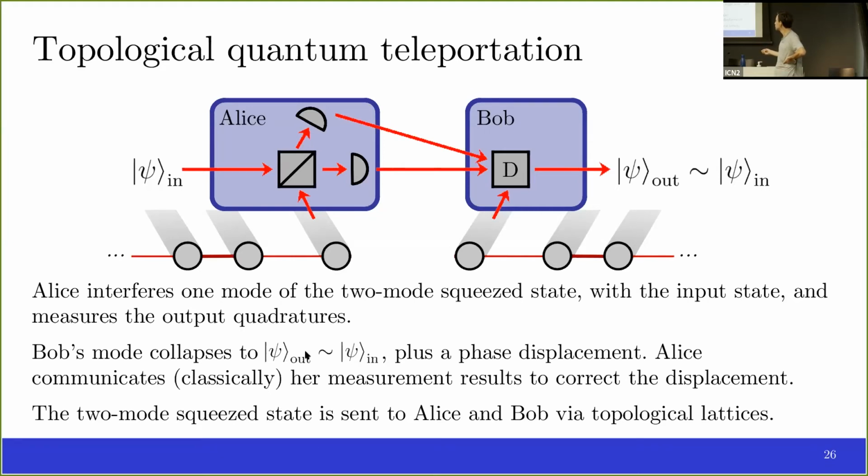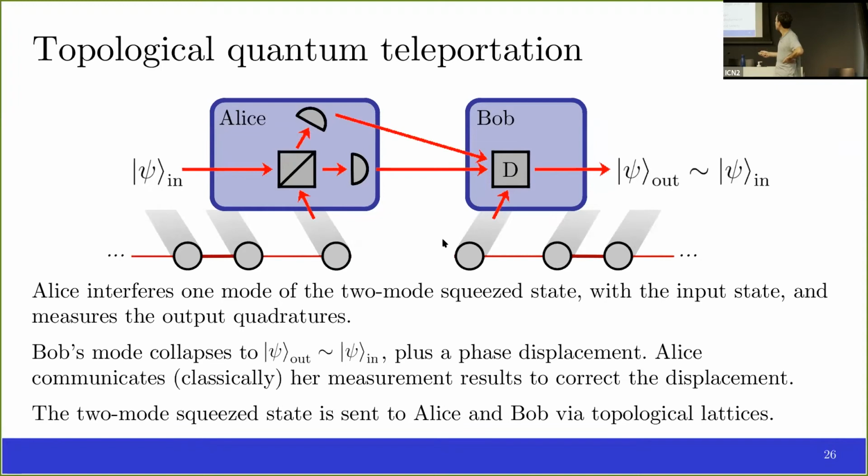Bob's mode collapses to something similar to the input state plus some phase displacement. So Alice tells Bob, she writes on her notebook and says, Bob, this is what I measured. With that information, Bob corrects the phase displacement and we obtain the output state. How do we incorporate topology into this teleportation protocol?